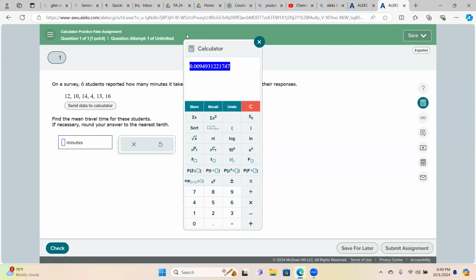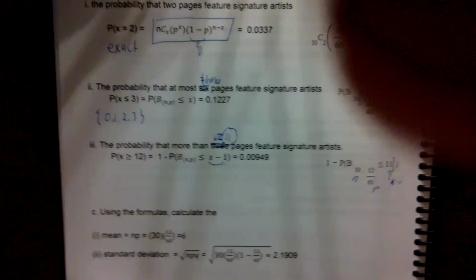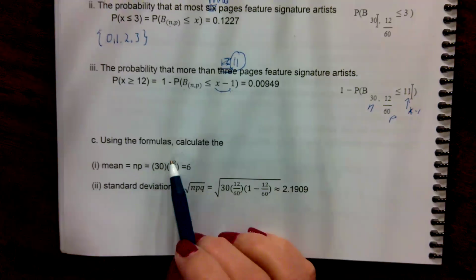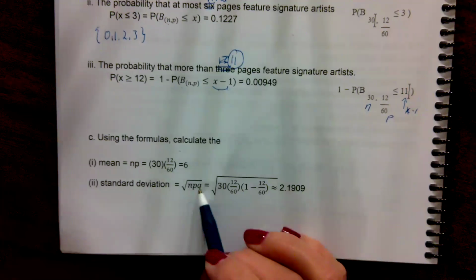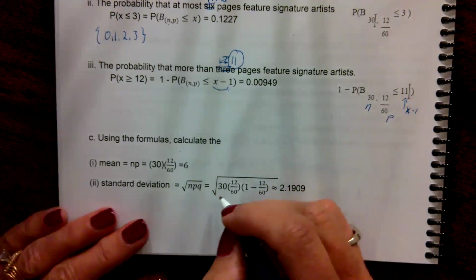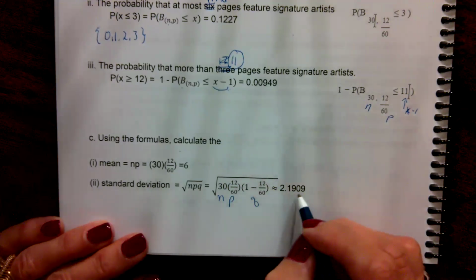And then the last part of this question says, using the formula, calculate the mean, which is n times p, so 30 times 12 over 60, is 6, and a standard deviation, which is the square root of n times p times q. So this is n, p, and q equals 2.19.